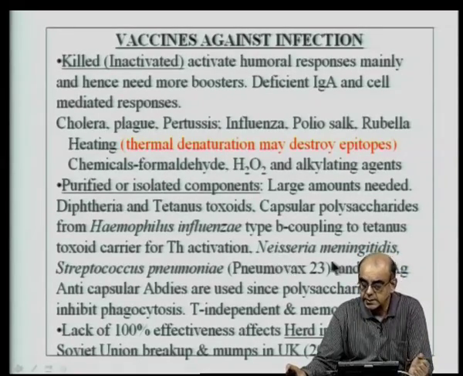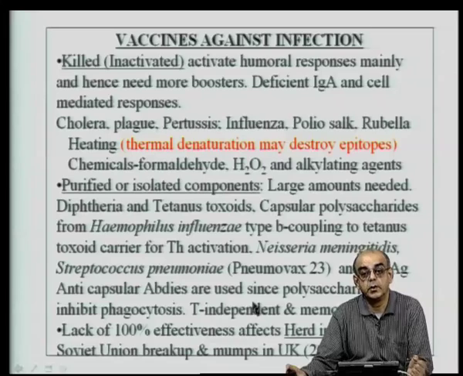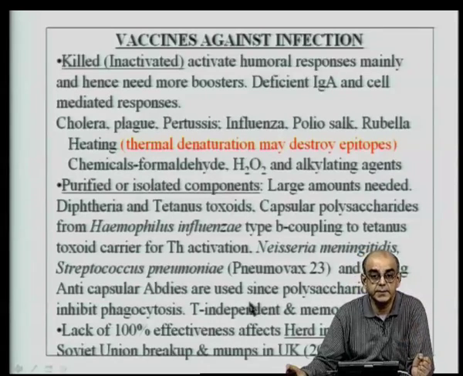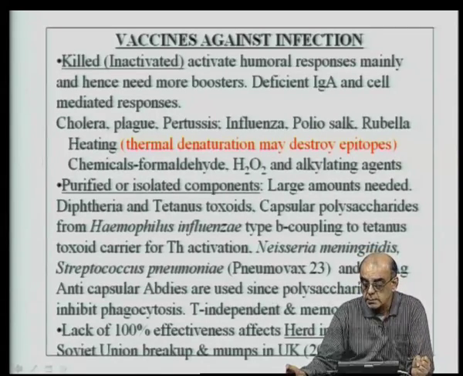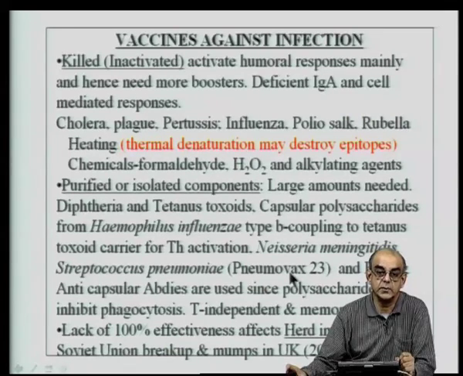Other cases are Neisseria meningitidis, Streptococcus pneumoniae, which has 23 different kinds of polysaccharides that can be used, and the hepatitis B surface antigen itself. One of the important aspects of using polysaccharides is, of course, that these polysaccharides are used by these bacteria in order to evade macrophage mediated phagocytosis.